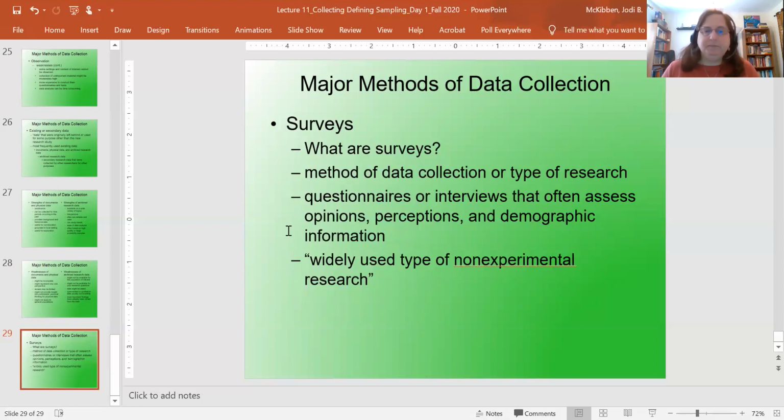Okay. So I know that was kind of a longer lecture today. Of course, you can always go back through and page through and pause. Hopefully it's helpful in giving you some idea of the different major methods of data collection.